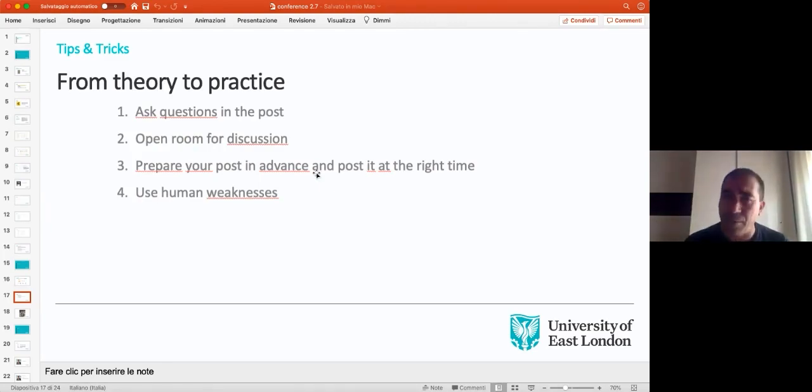But make a post if you're a politician. You make a post at 9 o'clock at night, you write something controversial, and you get billions of interactions. And then your channel is safe for a couple of weeks because you got the interaction. So you have to open the room for discussion. You have to prepare your post in advance and post it at the right time. Basically, you have to use human weaknesses.